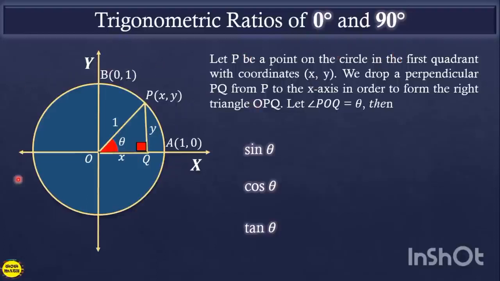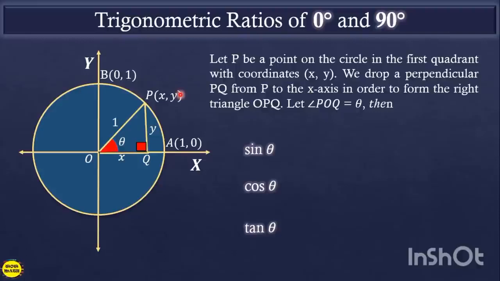So, given the circle, meron po tayo ditong circle with your triangle. Let P be a point on a circle in the first quadrant. So, ito yung first quadrant natin, hindi po ba? 1, 2, 3, 4. So, this is your first quadrant, with coordinates x, y. So, ito po yung P natin. Point daw siya na nasa circle with coordinates x, y.